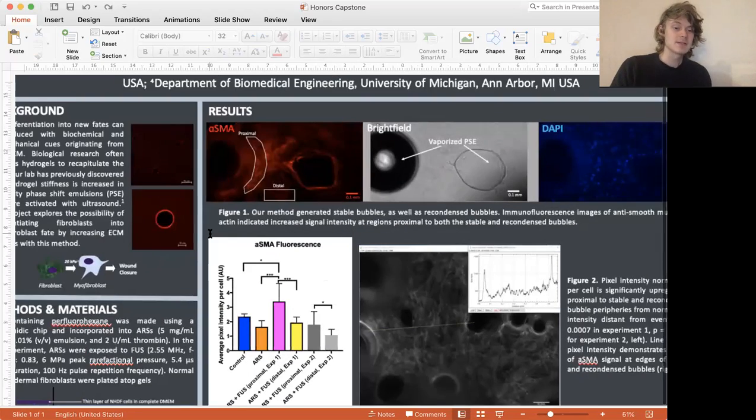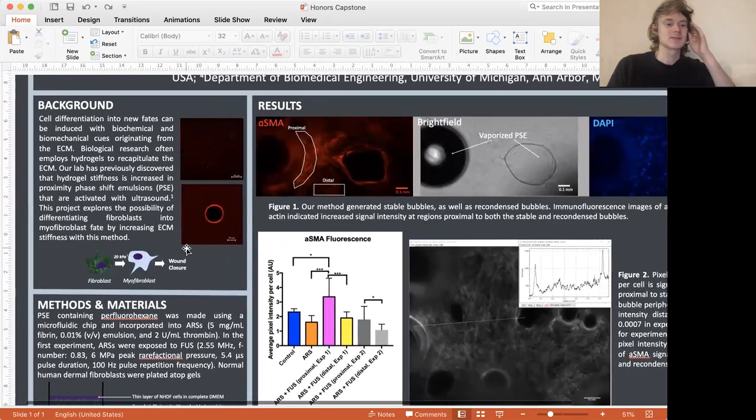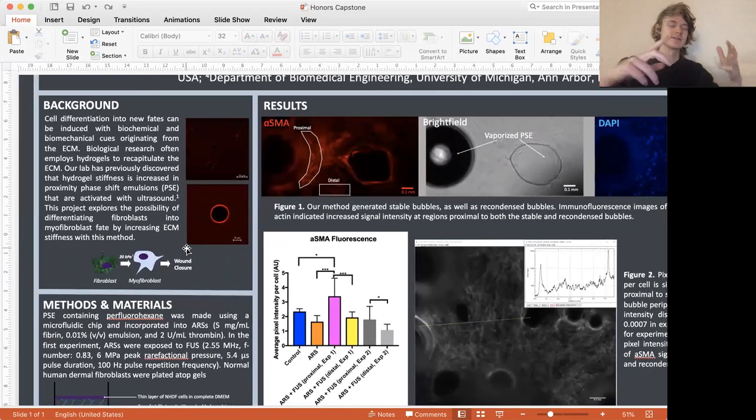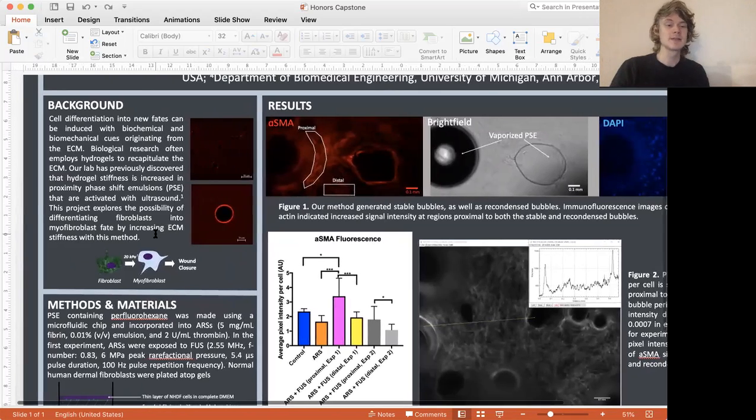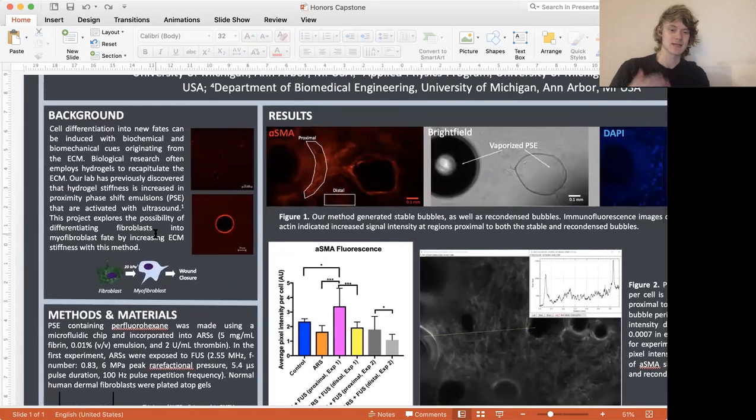For some background, your body has a lot of different cell types. There's neurons and skin cells and muscle cells, etc. And the way that the body produces these different types of cells is by a series of chemical and mechanical cues that originate in the extracellular matrix of the cells. Biological research likes to take advantage of this modulative capability of cells by constructing what are called hydrogels.